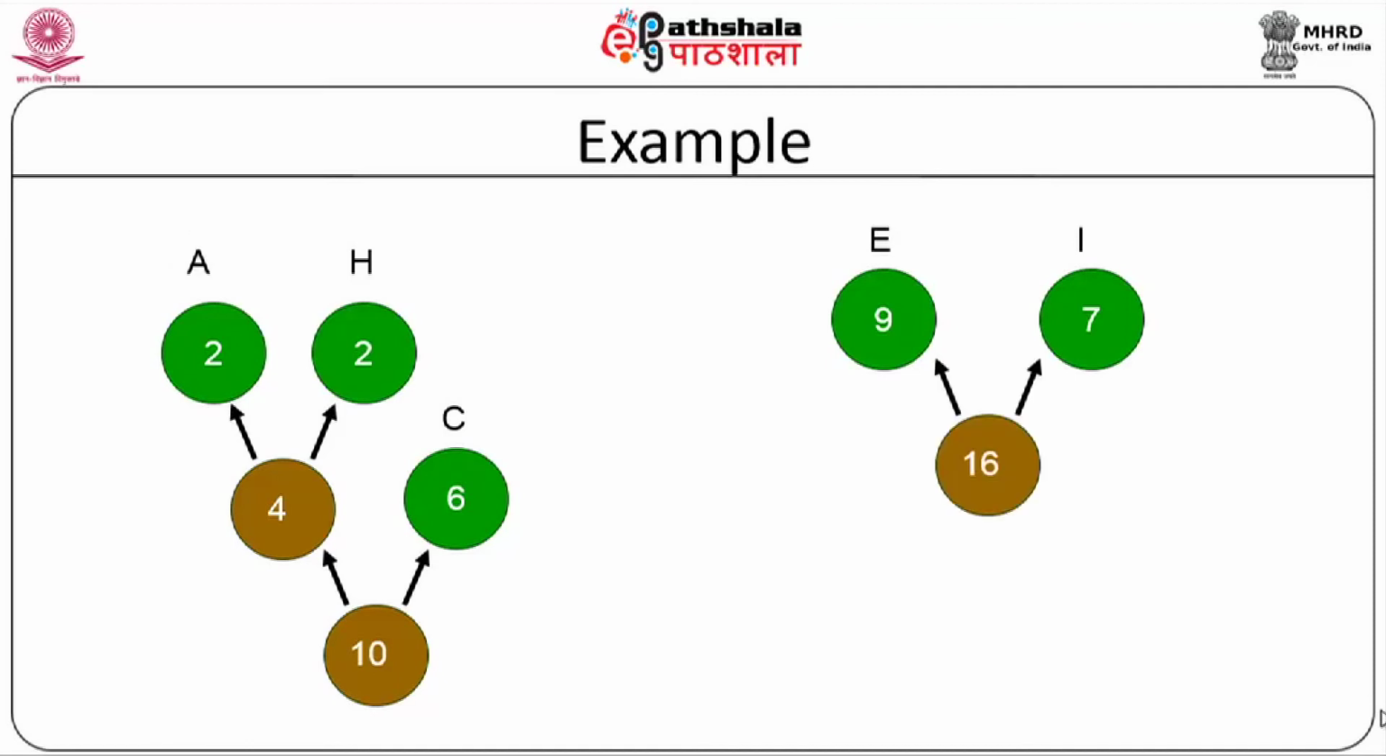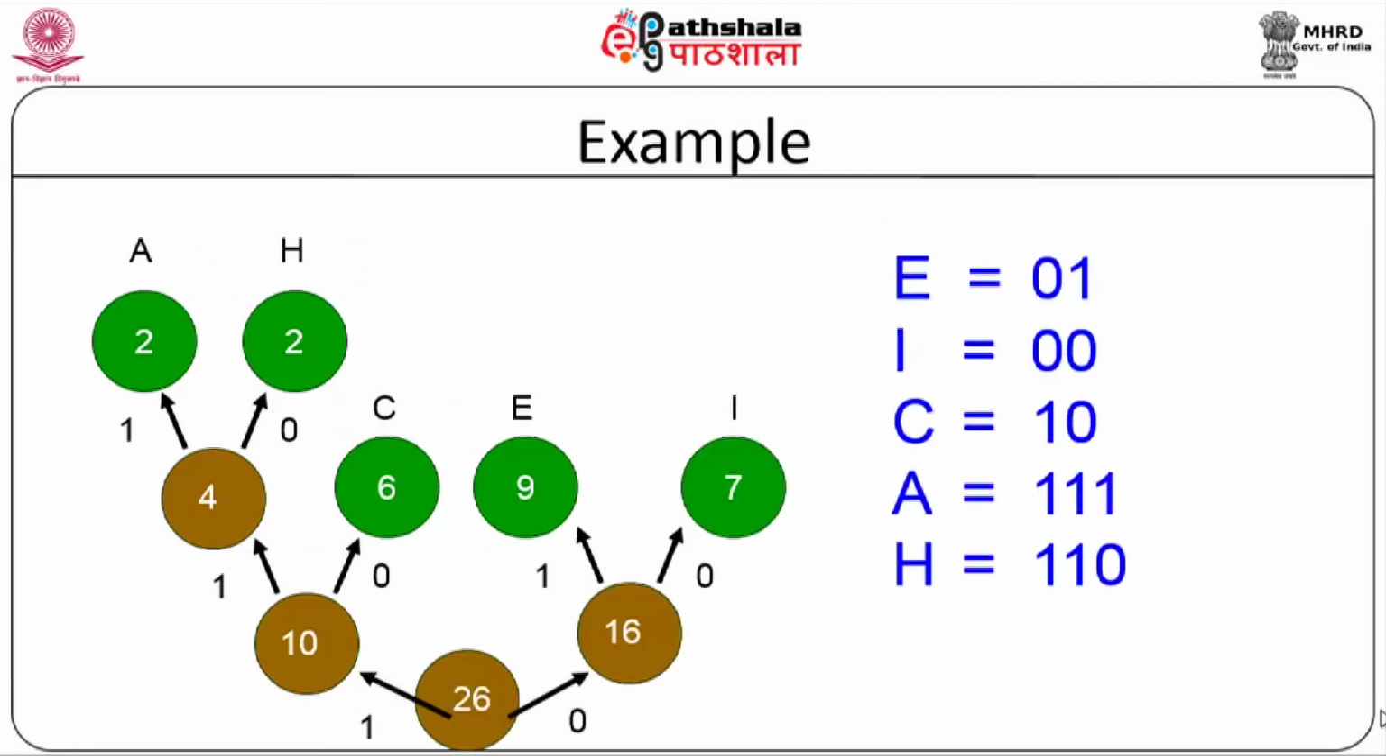So, the best possibility is 9, 7. So, it is 16. So, when I combine that I am getting 26. So, as I said earlier, this is called an encoding tree, where you can see that every external node given in green color is representing the symbol, and the binary code of every symbol is obtained by tracing the path from the root to that particular external node.